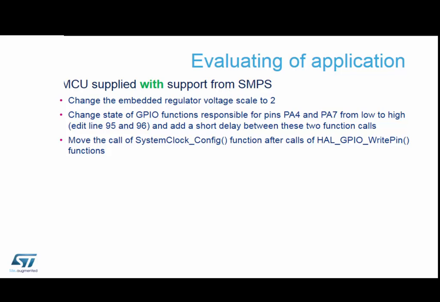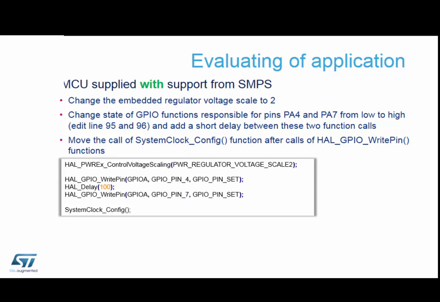Yeah, is it clear? So now I will present you the code. We are still in user code section 2. We have already the function calls for the GPIOs, the two functions, PA4, PA7. What we are doing now is adding one function call for the voltage scaling. So HAL PWR control voltage scaling. We change it from 1 to 2 by using this argument. So we add this function call.